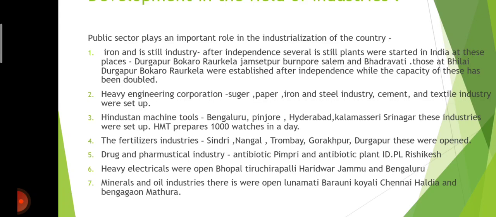Heavy engineering corporations, like sugar industry, paper, iron and steel industry, cement and textile industry were set up. Hindustan Machine Tools in Bengaluru, Pinjore in Haryana, Hyderabad, Kalamassery, Srinagar, these industries were set up. HMT prepares 1,000 watches in a day. The fertilizer industry was set up in Sindri, Nangal, Trombay, Gorakhpur, Durgapur, and the drug and pharmaceutical industry. Here, antibiotic industries were set up at Pimpri near Pune, and an antibiotic plant in IDPL Rishikesh.